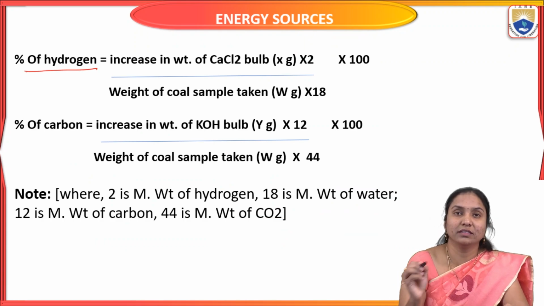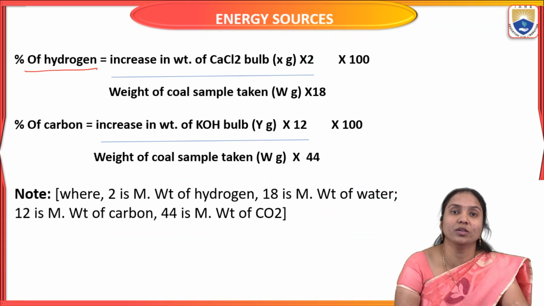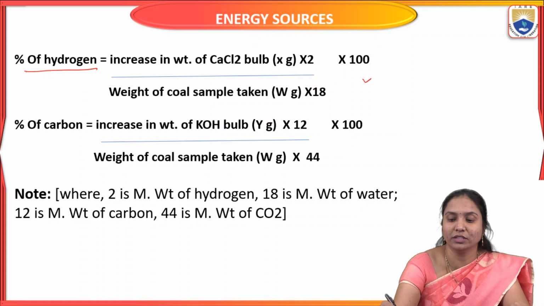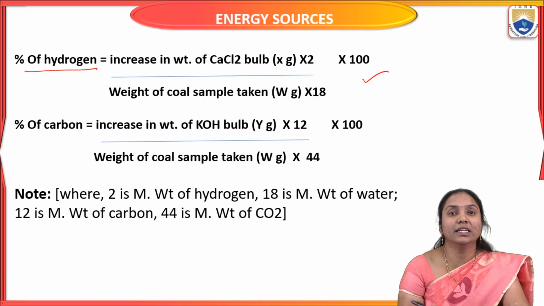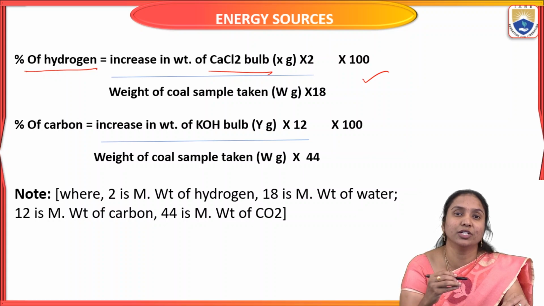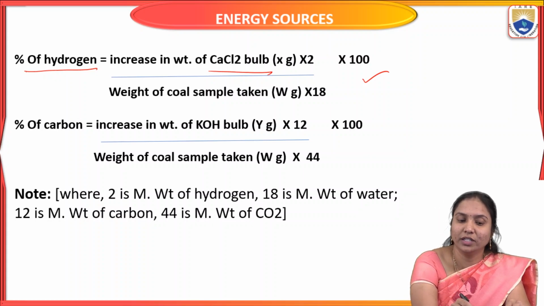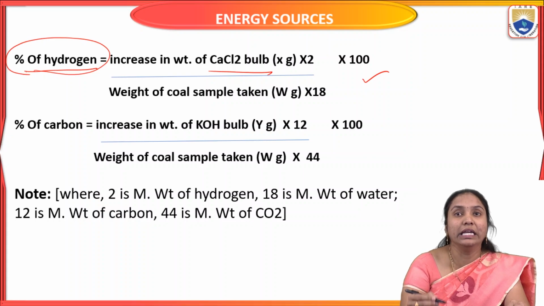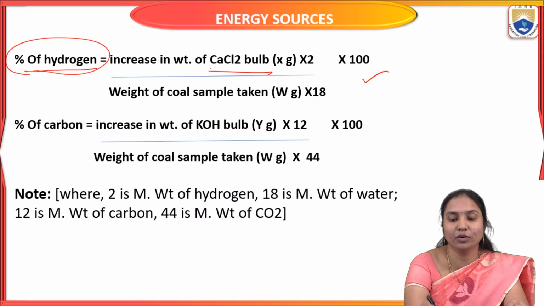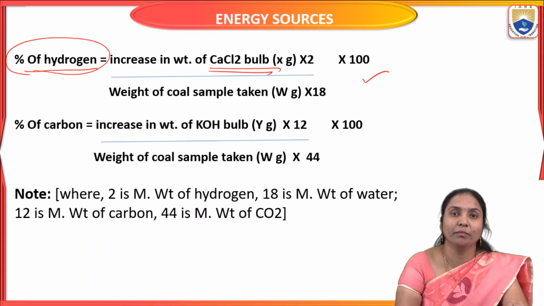First is the percentage of hydrogen present in the coal sample. It can be determined by using this formula. Percentage of hydrogen equals the increase in weight of the calcium chloride bulb. Just now we discussed that when we pass the gases H2O and carbon dioxide, calcium chloride absorbs only water. So we determine the percentage of hydrogen from the increase in weight of the calcium chloride bulb.